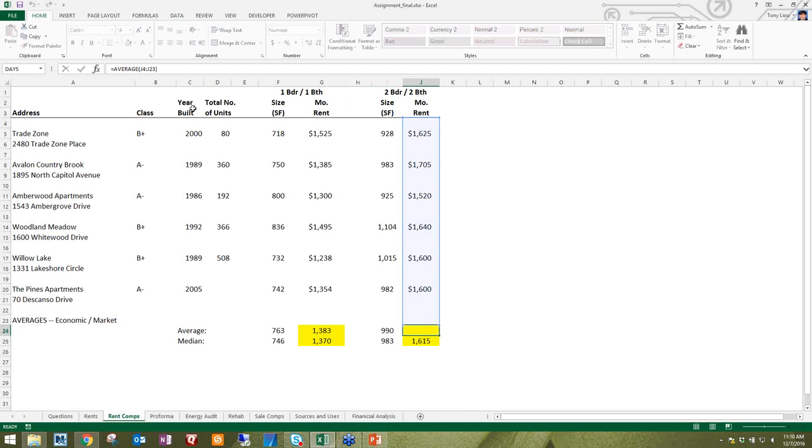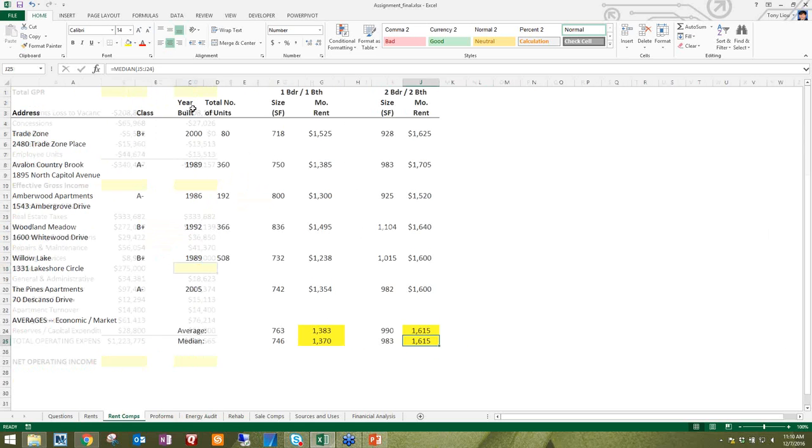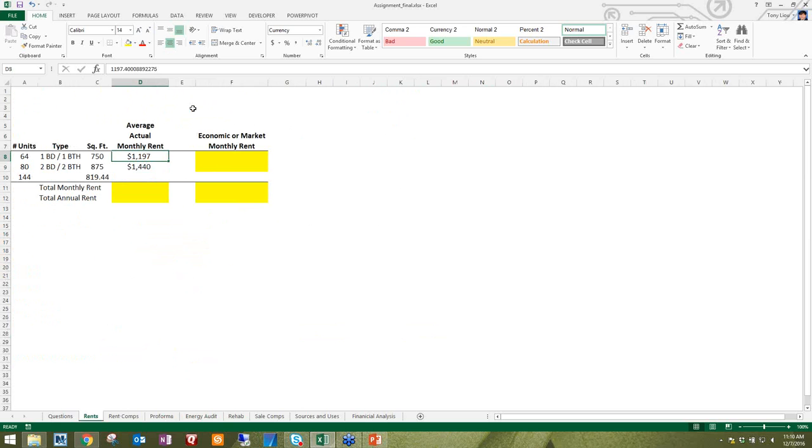So you have an average rent of 1,615, and then a median rent of, oops, that formula's wrong. So I'm going to type it in here. Same number, so we know that's the case. When I switch tabs, I use control page up and control page down, so I can switch through these tabs pretty quickly. What this is asking for is, on a 1-bedroom, 1-bath, what is the market monthly rent? And for a 2-bedroom, 2-bath, what is the market monthly rent?